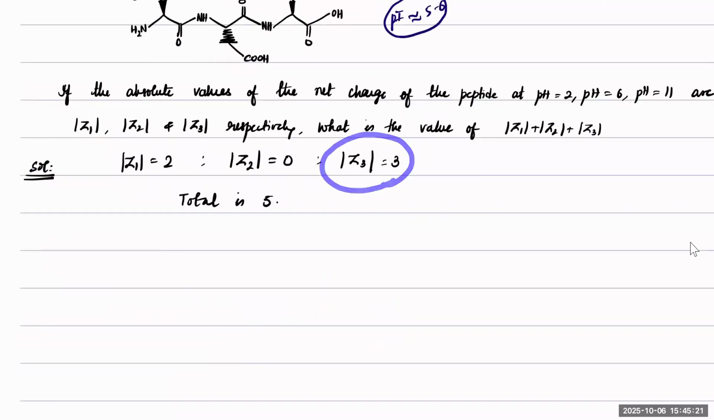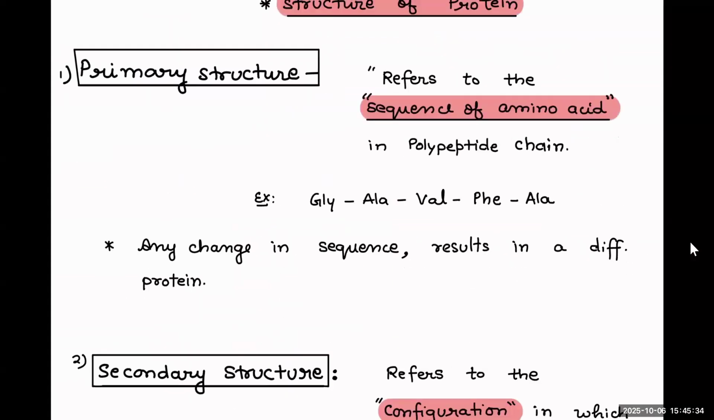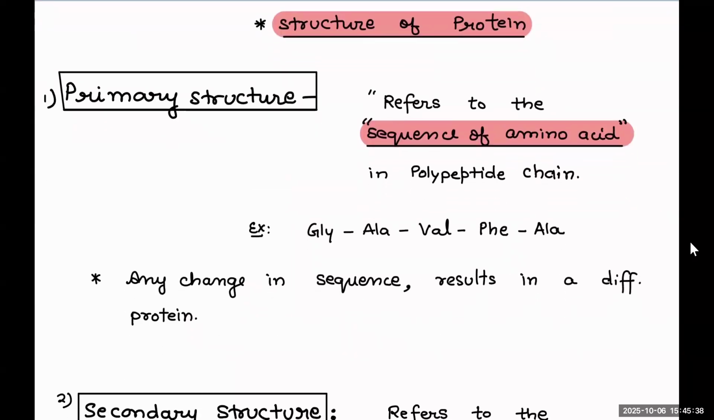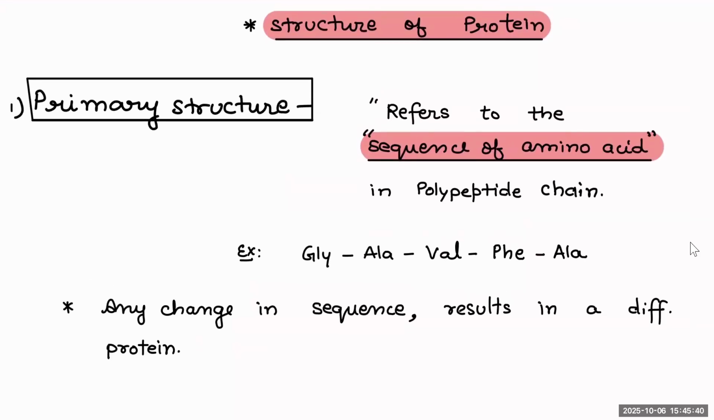So the sum of Z1, Z2 and Z3 is how much? 5. Is this clear? Yes. This was what we learned.